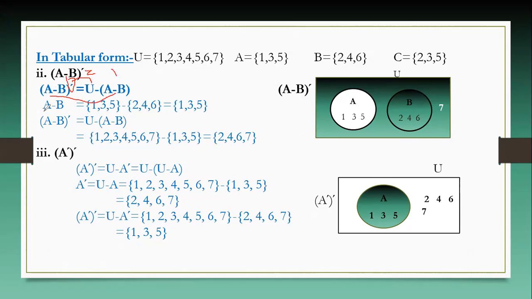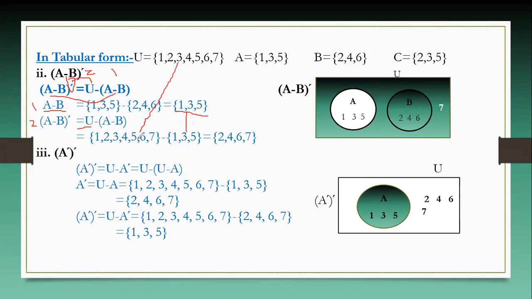Now, A minus B is your step number 1. A minus B gives you the answer 1, 3, 5. Step number 2 is subtract it from U. Subtract this answer from U. So, this answer is 1, 3, 5 and we subtract it from the universal set.